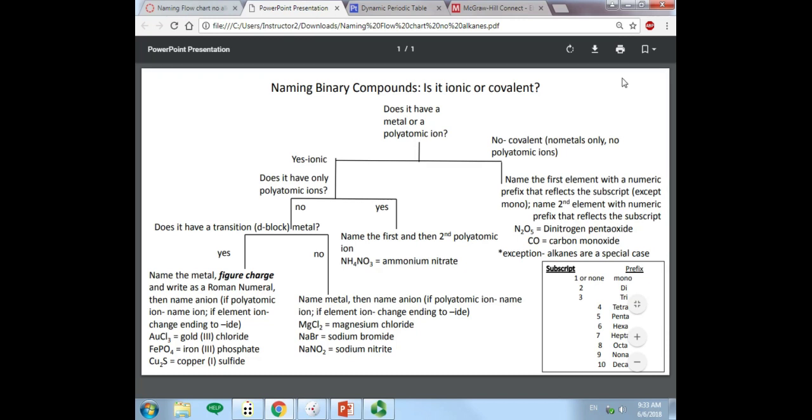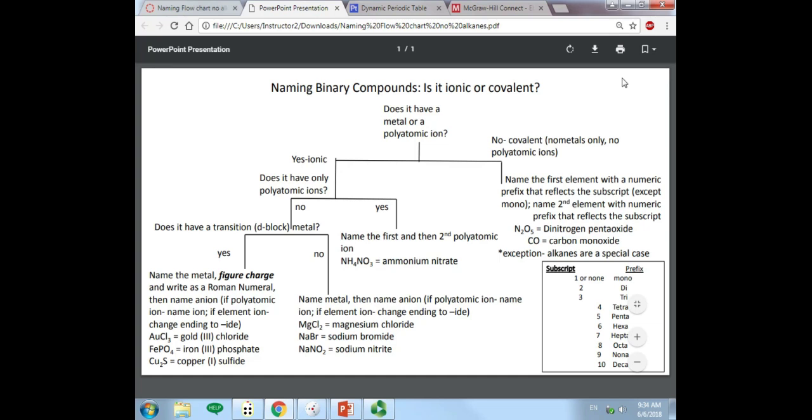Is it ionic or covalent? Because we have 2 separate rules, that's the first question we need to ask. If it's ionic, it follows one set of rules. If it's covalent, it follows the other set of rules. But it's pretty easy to figure out. All we want to know is, does it have a metal or a polyatomic ion? If it has an ion, it's ionic. Okay, so that's what I'm asking. Does it have a metal or a polyatomic ion?